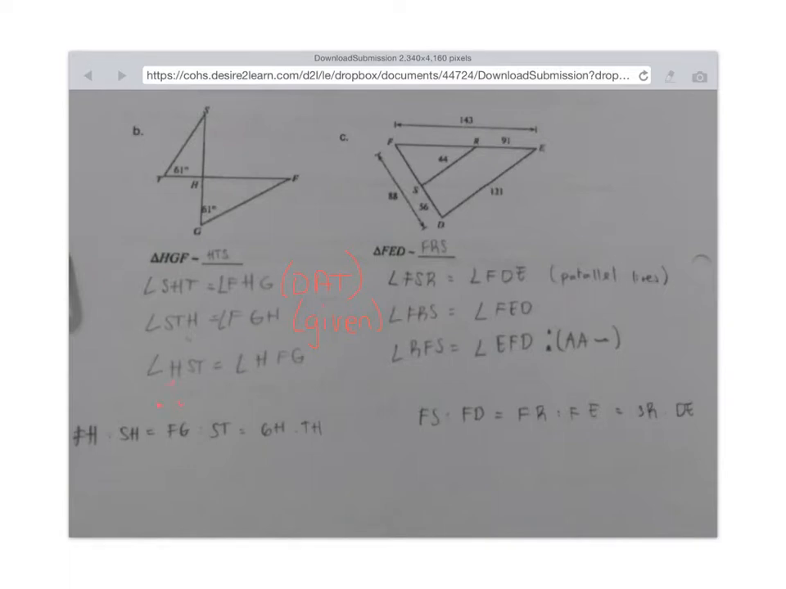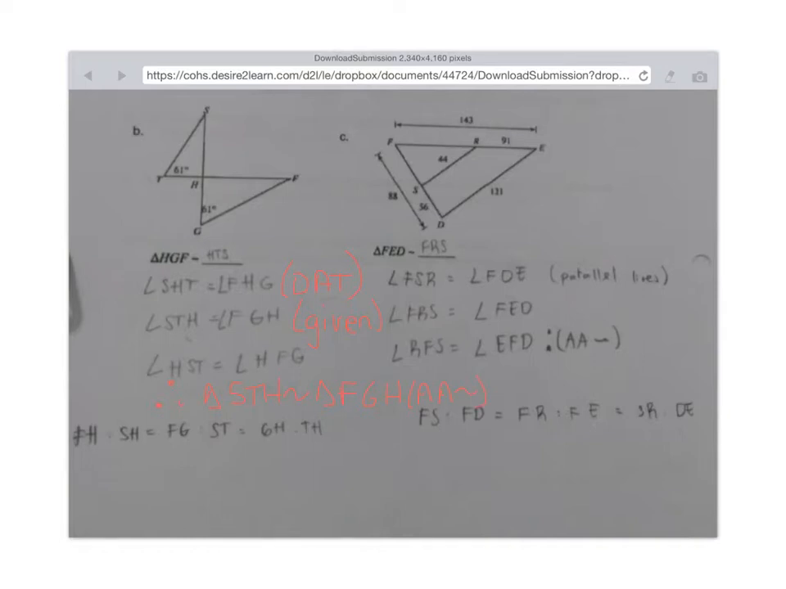your therefore statement is triangle STH is similar to triangle FGH because of angle similarity this time.